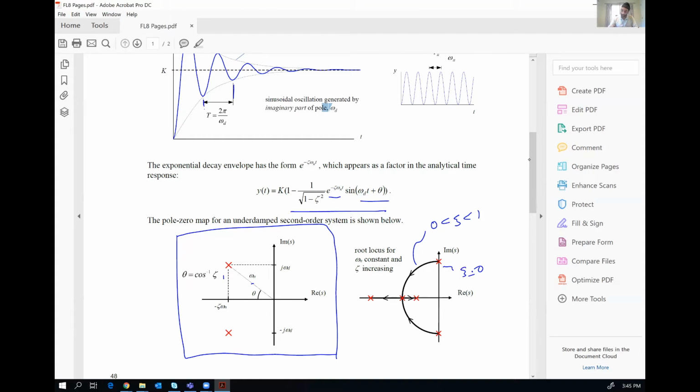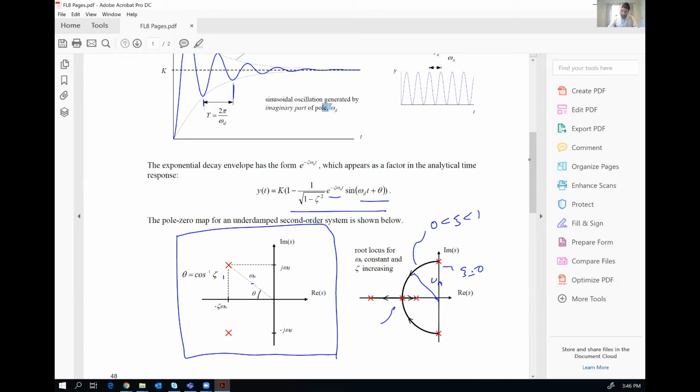In this case, we are looking at the locus of the second order poles as zeta is changing from 0 to infinity. So this segment follows the semicircular arc, and the radius of this semicircular arc will always be given by the natural frequency omega n. This is the case when we have an underdamped system, okay?